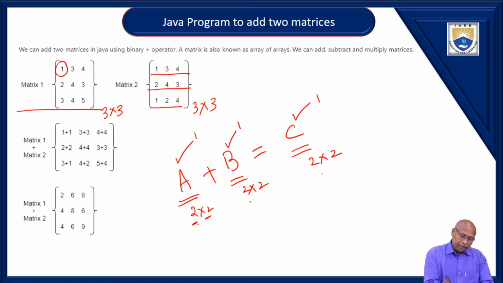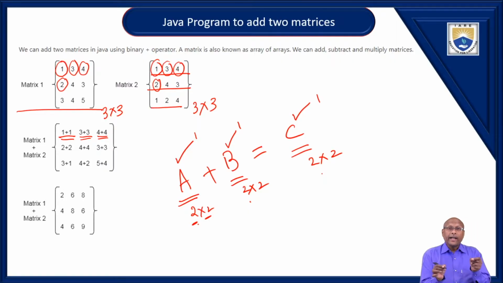This value is added with this value. So 1 plus 1. This is the final matrix, my resultant matrix. Then this is 3 and this is 3, so 3 plus 3. And this is 4, 4, that means 4 plus 4. Now come to the second row. You have to add the corresponding index. So 2 plus 2. This is 4, this is 4, 4 plus 4.